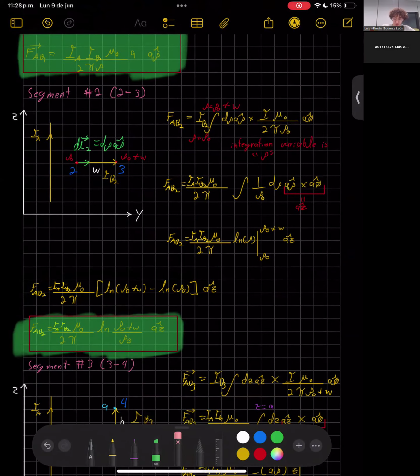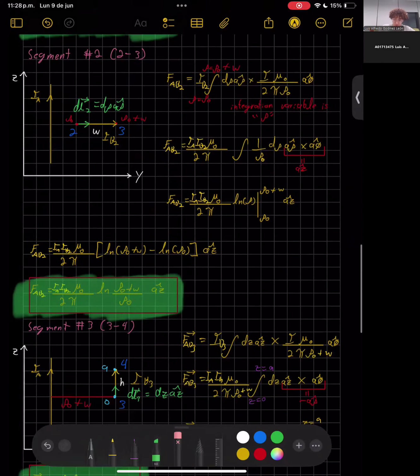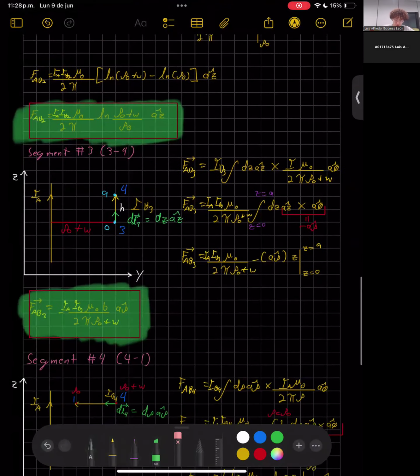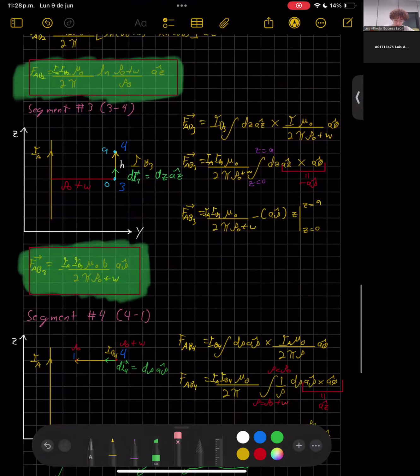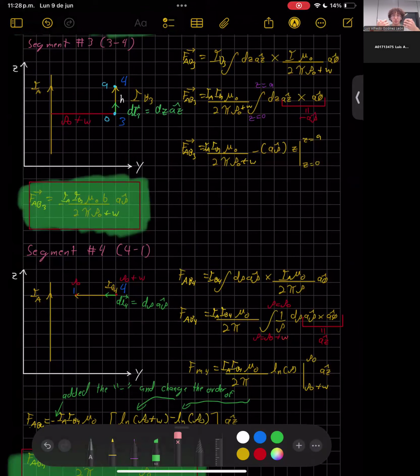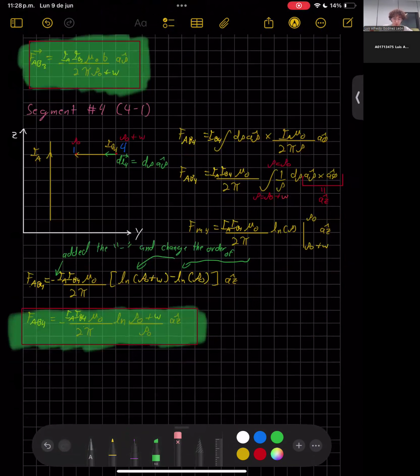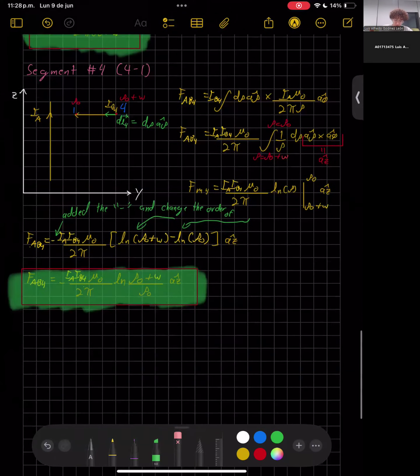Again, we carry out the same process, do the substitutions, put in our limits, then we derive the second equation for segment number 2. Then for segment number 3, we have both currents going in the same direction, so it's negative. That will be the place where they attract, both wires, if they were wires. And then for segment number 4, we do exactly the same as we did in the other ones. And finally, we got this equation.